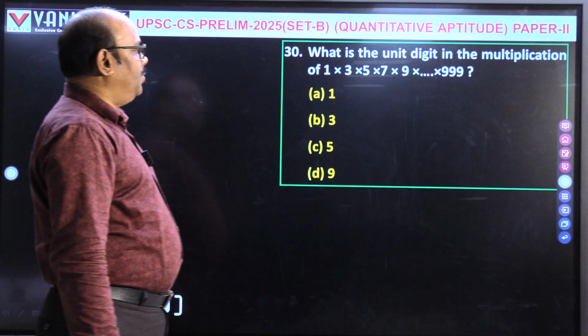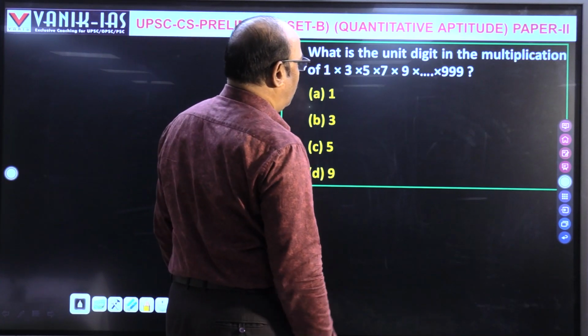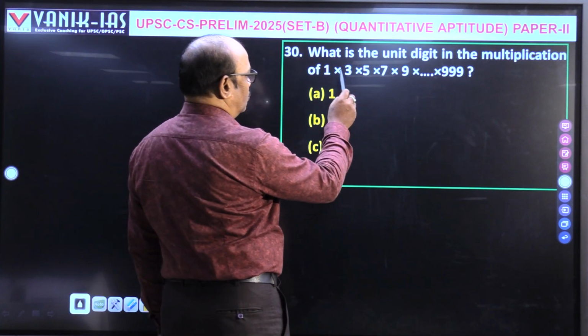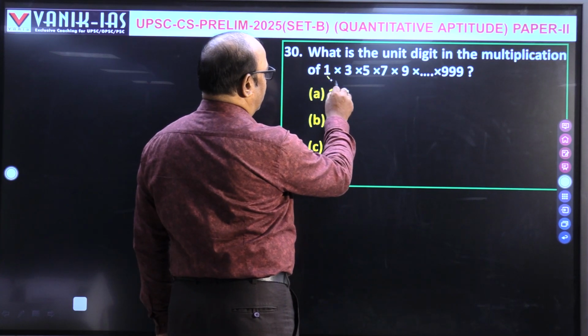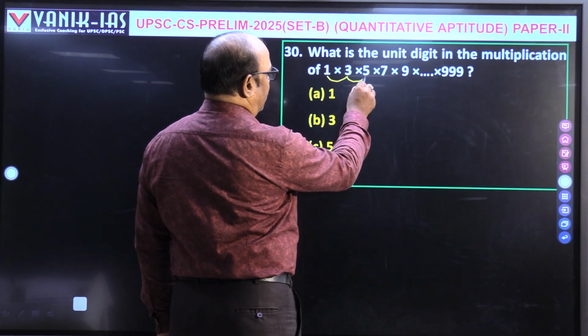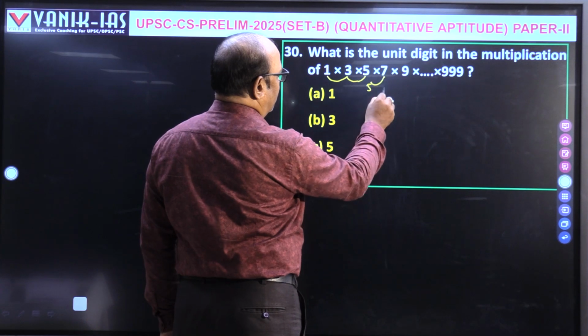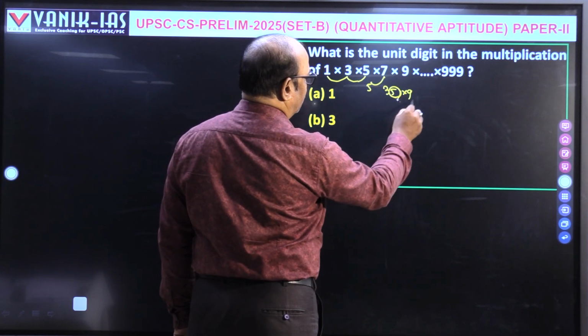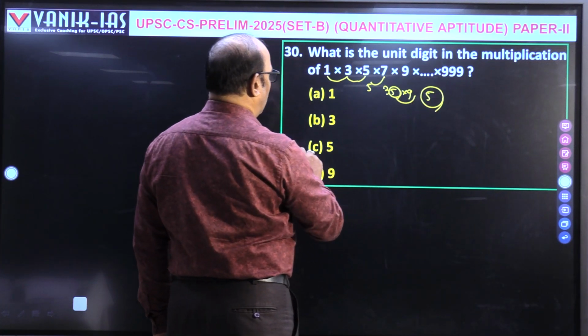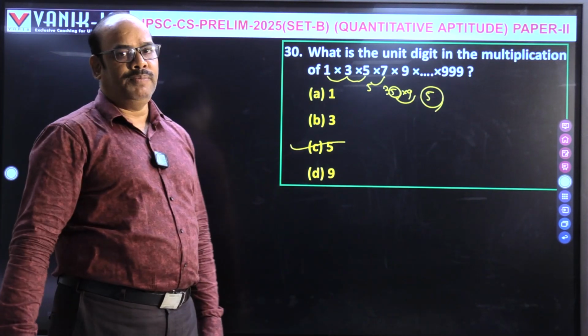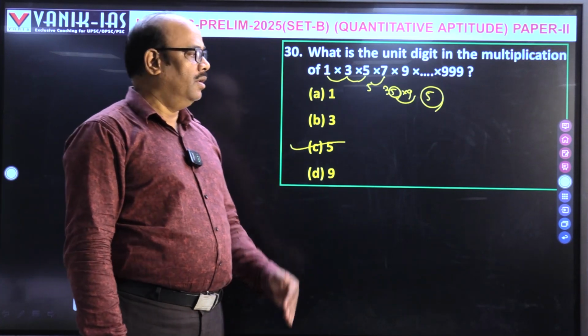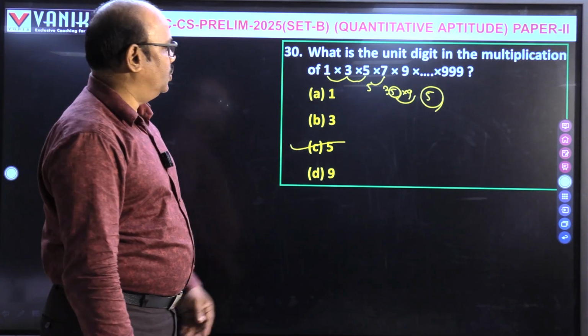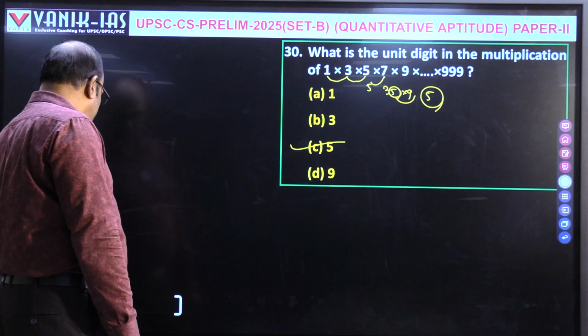What is the unit digit of the multiplication of 1, 3, 5, and so on, that is, odd numbers? So 1 times 3 times 5 is 15, 15 times 7 is 105, unit digit 5, times 9 also has unit digit 5. That means the unit digit will always be 5. When multiplied with 5, the unit digit is always 5, not for even numbers, only for odd numbers. So the option is C. Next number.